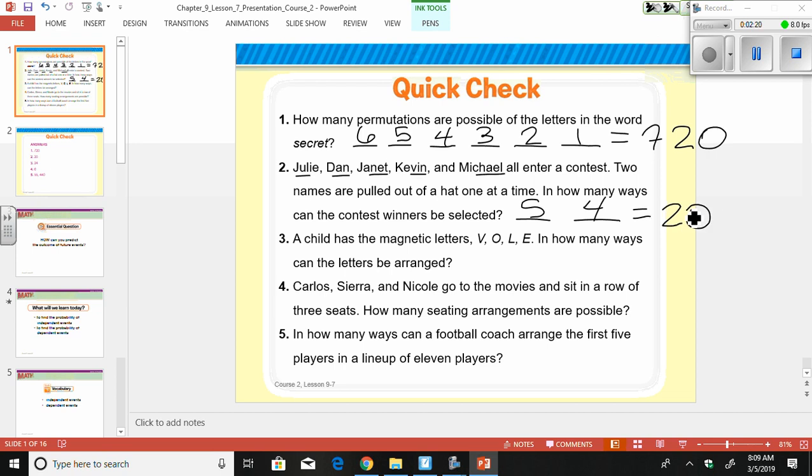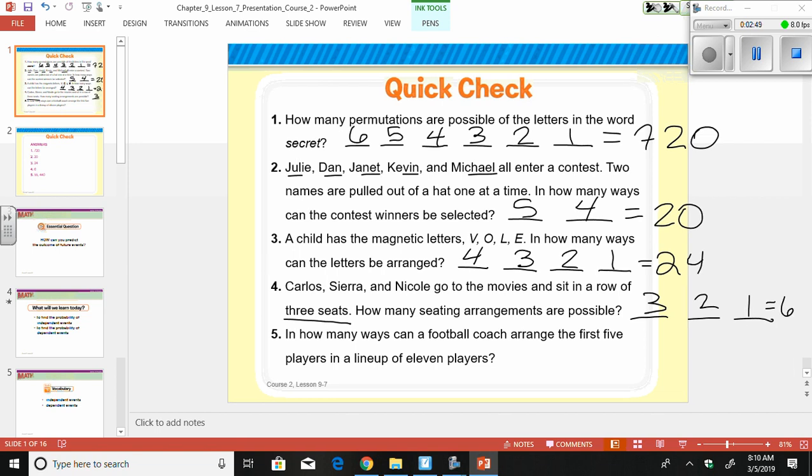A child has the magnetic letters VOLE. In how many ways can the letters be arranged? This is just like the first one. 4 times 3 times 2 times 1 is 24 different ways. Carlos, Serena, and Nicole go to the movies and sit in a row of 3 seats. How many seating arrangements are possible? So 3. There are 3 of them. So we get 6 possible ways.